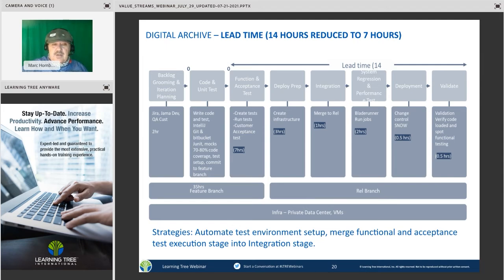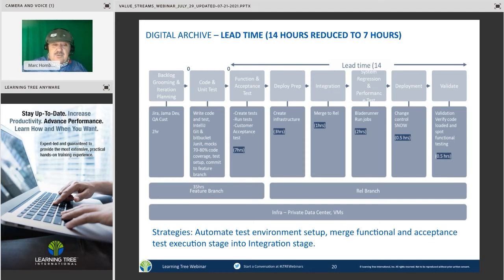Here is one that's a pretty simple value stream map. This was a large, global religious organization. They wanted to reduce, they were actually pretty advanced. They had a digital archive application for their church data. They wanted to reduce the time from the point where the code was unit tested until it was validated in the deployment environment from 14 hours to 7 hours. Frankly, I was impressed that it was only 14 hours. They were already fairly advanced.